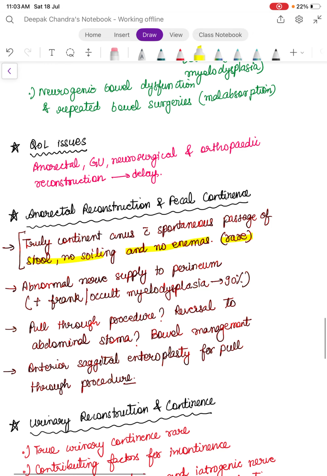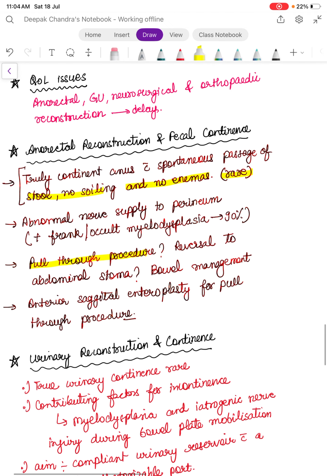So whether to do a pull-through procedure or not, or if these children are having some form of extensive excoriation, so much so that one has to revert the pull-through procedure and end up with an abdominal stoma. This has to be pre-decided, and one has to be well versed in whether we are dealing well with the bowel management, and whether the child is able to produce a solid or semi-solid stool. And whenever we are going to do a pull-through procedure, it is usually done through the anterior sagittal approach, and then the enteroplasty is done.